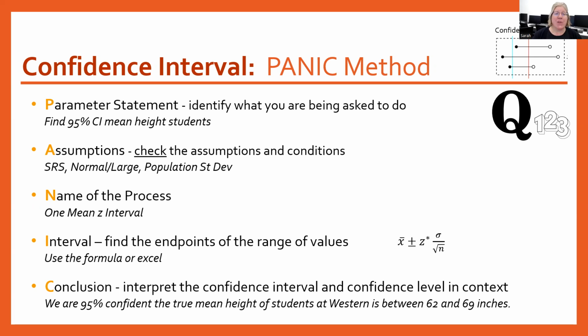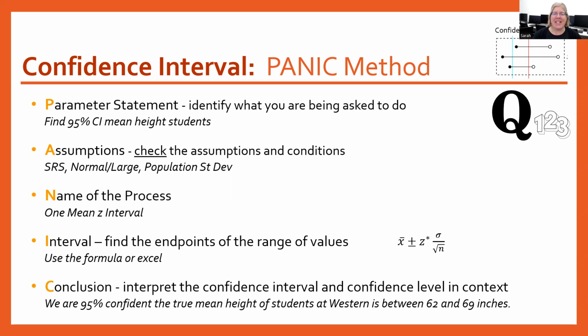A in panic stands for the assumptions. So you need to check the assumptions and conditions. And specifically, you're looking that it has a random sample, that it's either normally distributed or large enough. And that large enough is that central limit theorem. And then you need to note whether you have the population standard deviation or not and what its value is.